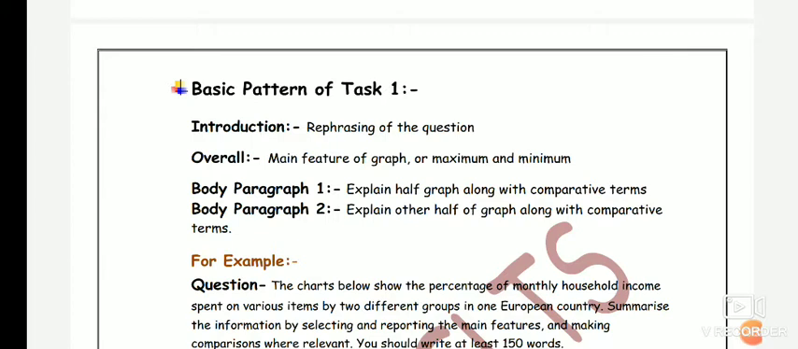Then the next is body paragraph 1 and body paragraph 2, and for that you can just divide the whole graph into two sections, and you can write all of the comparative terms and all of the statements which you want to explain about the graph in body paragraph 1 and body paragraph 2.